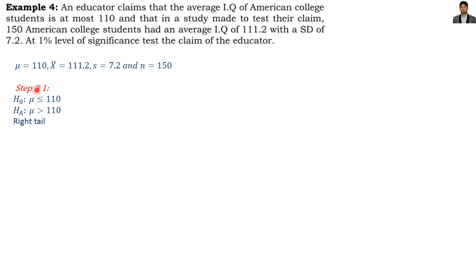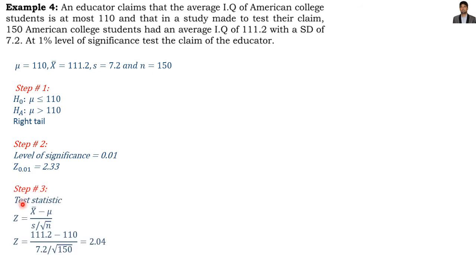Step number 1, we will formulate our hypothesis. Null hypothesis is mu is less than or equal to 110. Alternate is that mu is more than 110, the claim of the educator. This is a right tail test, more sign, bigger sign. Step number 2, level of significance is given as 0.01. As sample size is very big, we will use here Z distribution. Z 0.01 is equal to 2.33.